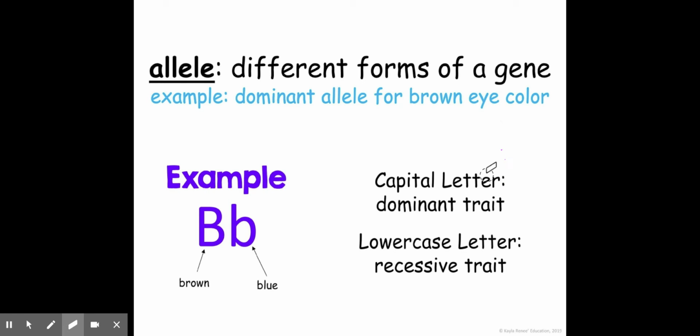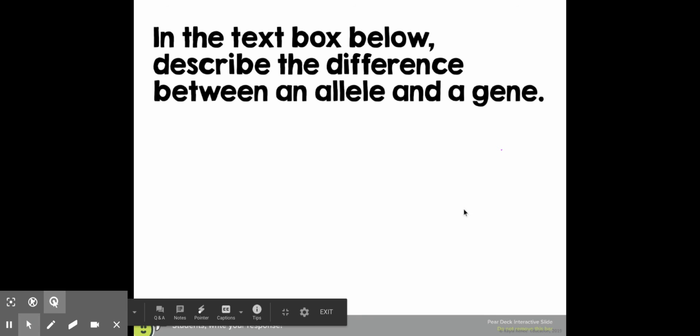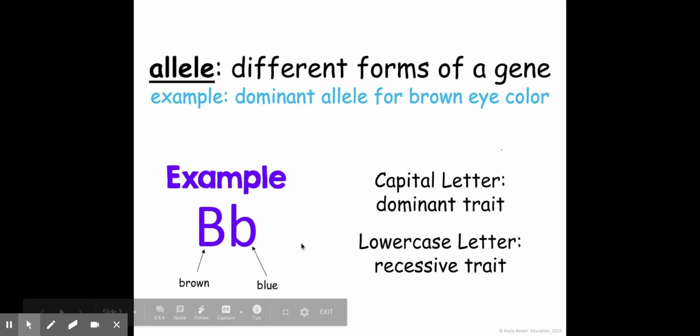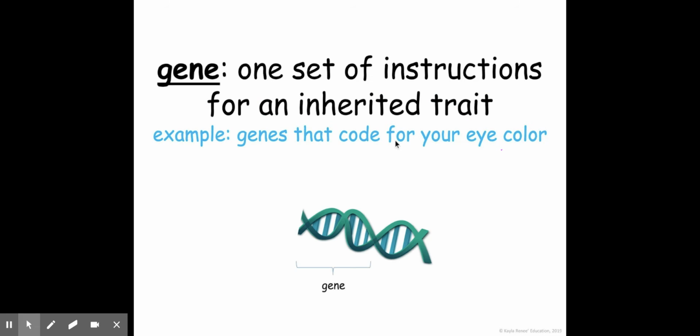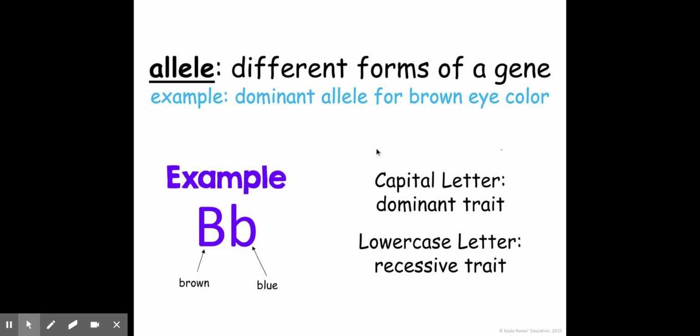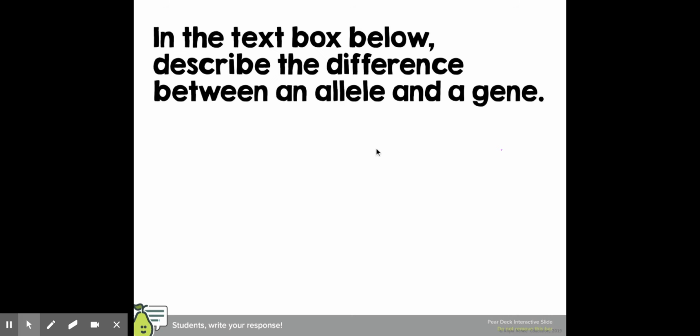Remember, dominant is capital, recessive is lowercase. An allele is a different form of the gene. Is it brown or blue? And the gene is a set of instructions to inherit a trait. So the gene is the instruction. The allele is what form it's going to take, what we're physically going to see.